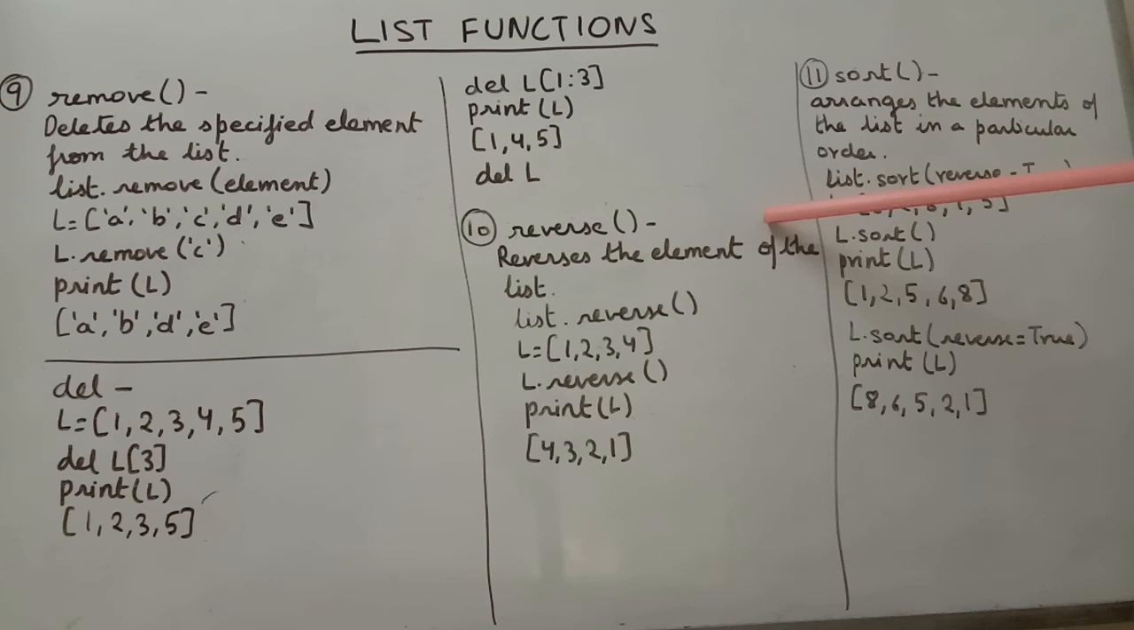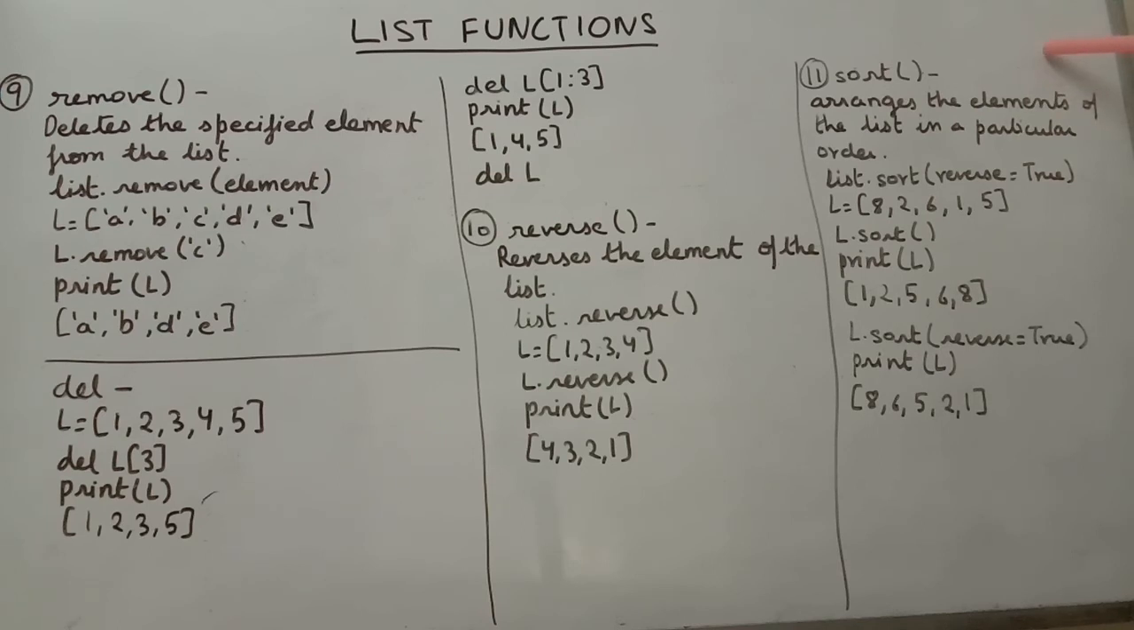The next function is the reverse function. This function reverses the elements of the list. That means it will read the list from the right hand side. The syntax is list.reverse, and it does not take any argument. If this is your list 1, 2, 3, 4 and I apply L.reverse, the resultant will be 4, 3, 2, 1.